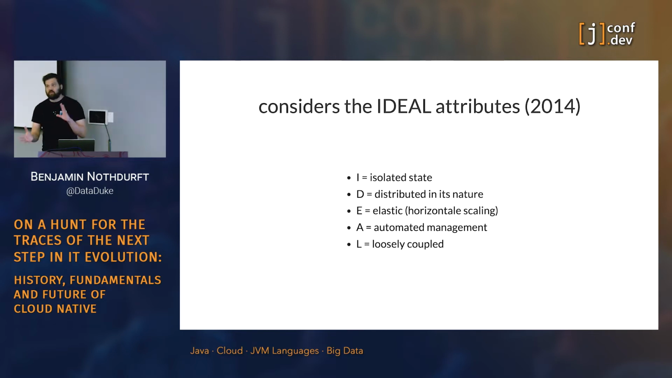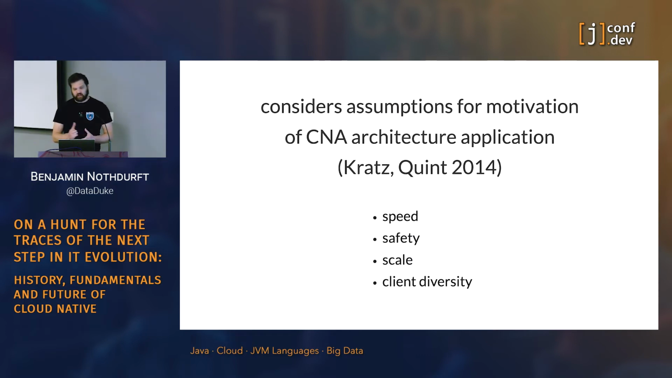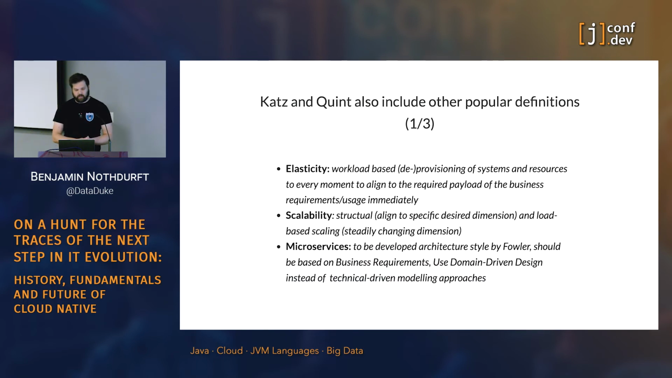They tried to consider several design principles. Maybe you heard about IDEAL: isolated state, distributed in nature, elastic, horizontally scalable, automated management, and loosely coupled. This is something that is needed for CNA architectures as well. They identified that they need speed, safety, scale, and client diversity. Among them, they defined a lot of different terms. I want to just very briefly go into it.